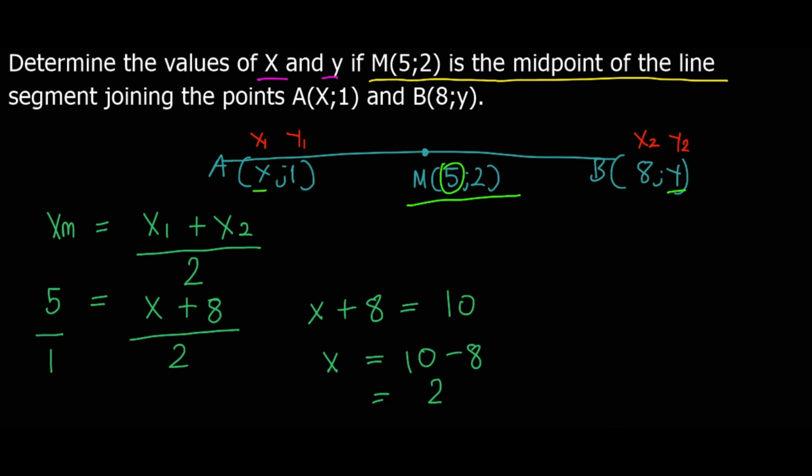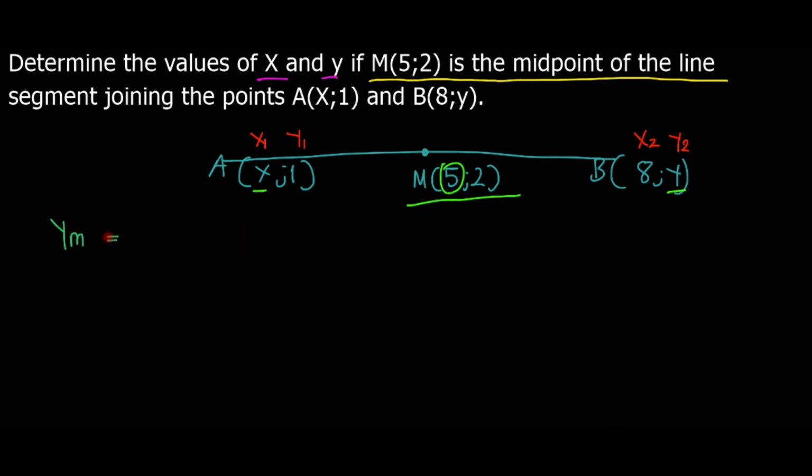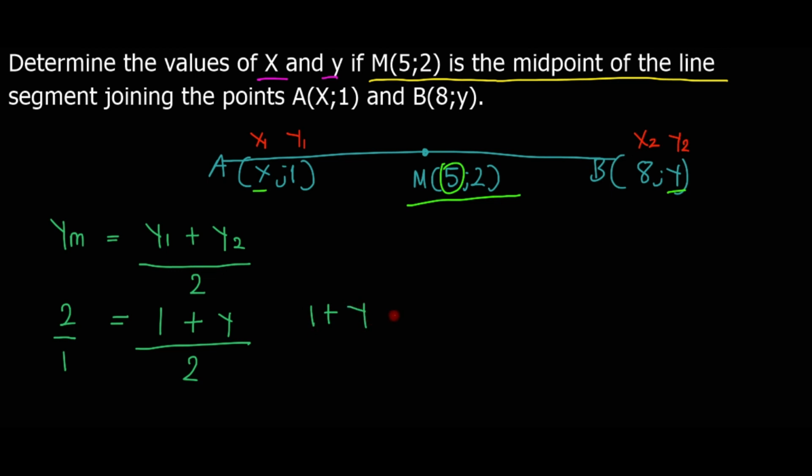We will do the same thing, using y, because we want the midpoint of the y coordinate. y midpoint is equal to y1 plus y2 divide by 2, and then they give us our y coordinate as 2, so we will substitute with it, and then our y1 in this case is 1, and our y2 is y, they don't give it to us, and in this case we want it. We will do the same thing, we cross multiply: 1 plus y times 1 gives us 1 plus y, and then 2 times 2 is 4, and therefore y is equal to 4 minus 1. We take 1 to the other side, so 4 minus 1 is 3.